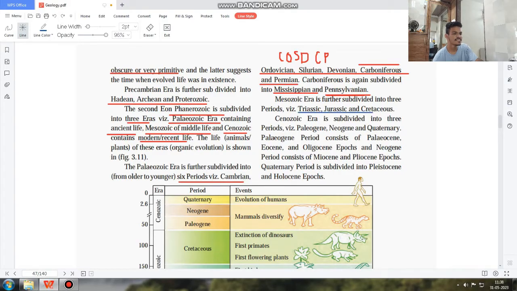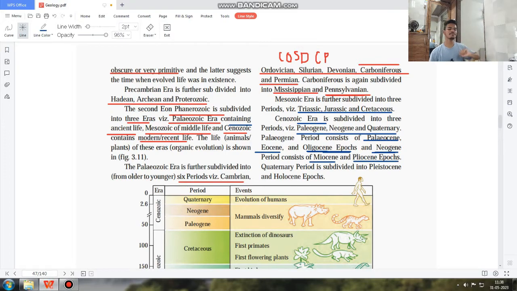And this last part, where is that? Cenozoic. Cenozoic is again divided into Paleogene, Neogene, and Quaternary. Okay, and this Paleogene is again divided into Paleocene, Eocene, and Oligocene. These are epochs, these are 3 epochs. It's the smallest time unit. And Neogene also, sorry, I forgot this. This Neogene is again divided into Miocene and Pliocene epochs. And this Quaternary wala is again divided into Pleistocene and Holocene epochs.